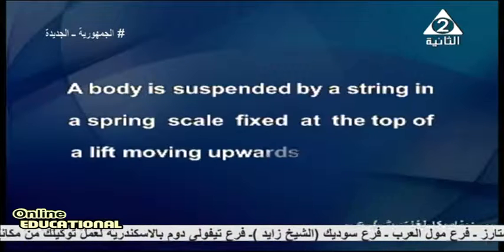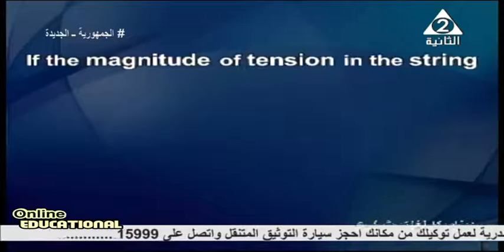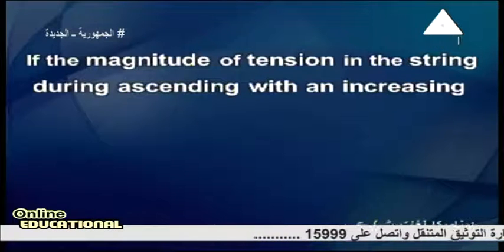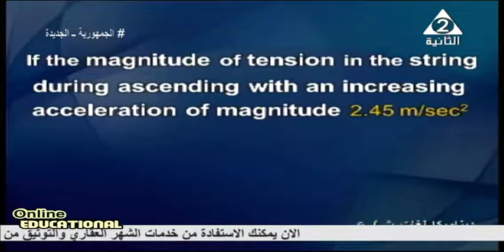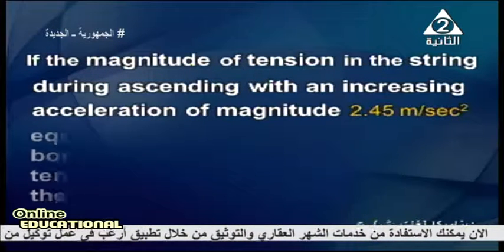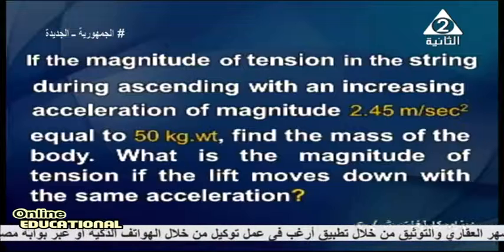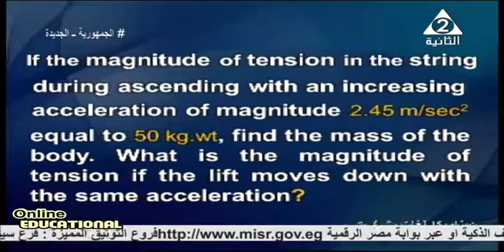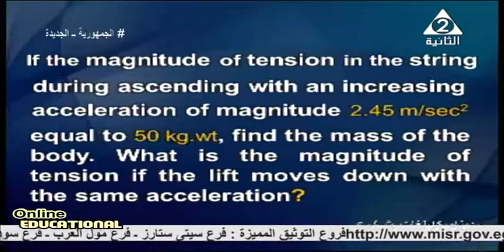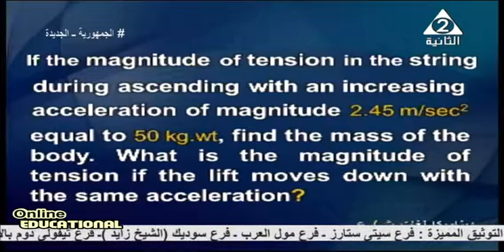Another example. A body is suspended by a string in a spring scale fixed at the top of a lift moving upwards. If the magnitude of tension in the string during ascending with an increasing acceleration of magnitude 2.45 meter per second square is equal to 50 kilogram weight, find the mass of the body and what is the magnitude of the tension if the lift moves down with the same acceleration.